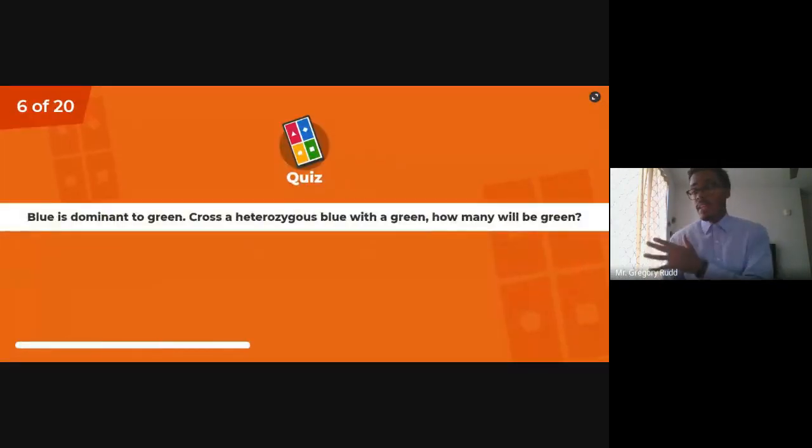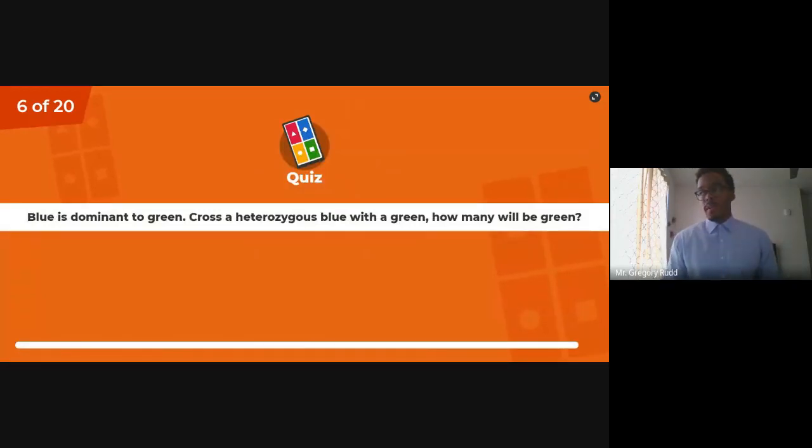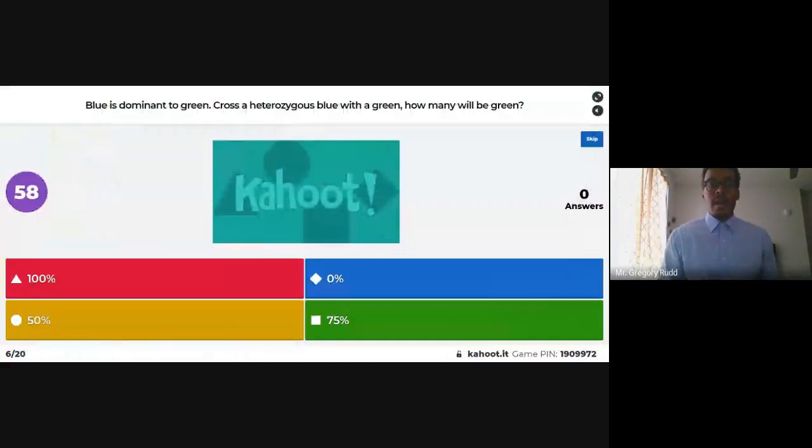Blue is dominant to green. Cross a heterozygous blue with a green. How many will be green? This one's 60 seconds. You might want to write it down, give yourself a chance to think it out. I've already got somebody who answered within 6 seconds, so we'll see. But take your time with this one.